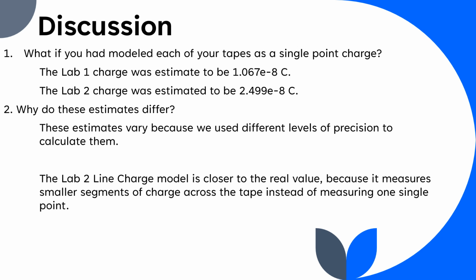So, the discussion: what if you had modeled each of your tapes as a single point charge? This is what we did in Lab 1, and the charge was estimated to be 1.067 times 10 to the negative 8 coulombs. When broken into small segments, the Lab 2 charge was estimated to be 2.499 times 10 to the negative 8 coulombs, which is more than twice as much. Why do these estimates differ? These estimates may vary because we use different levels of precision to calculate them. For example, in Lab 1, we used one point charge, while in Lab 2, we used dozens of point charges. The Lab 2 line charge model is closer to the real value because it measures smaller segments and becomes more accurate when compared to Lab 1.